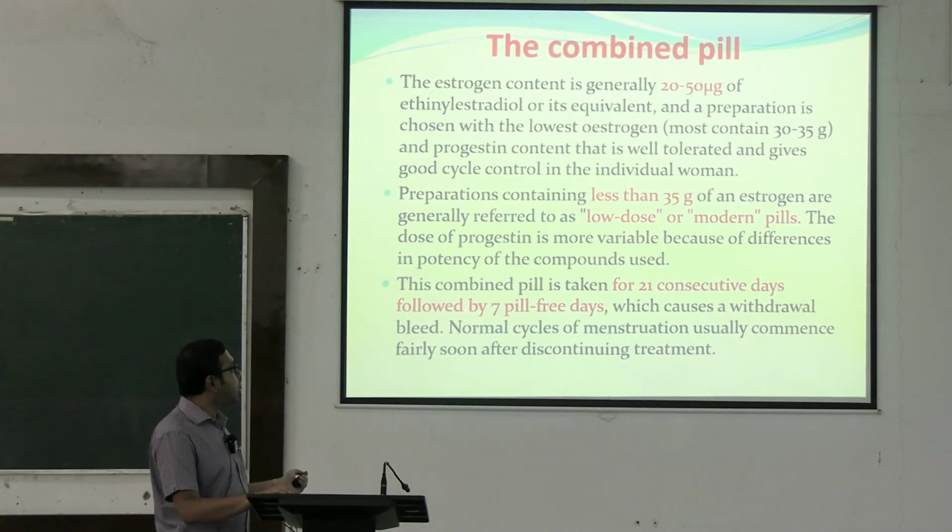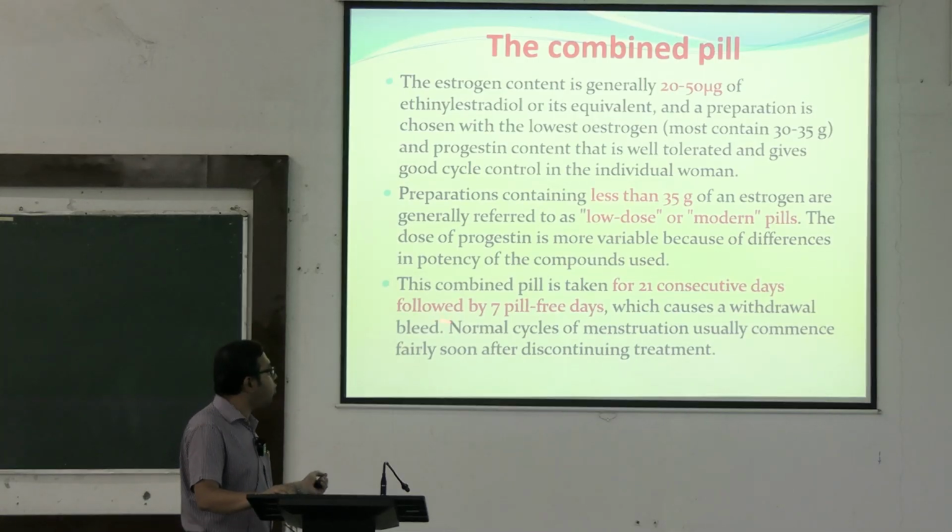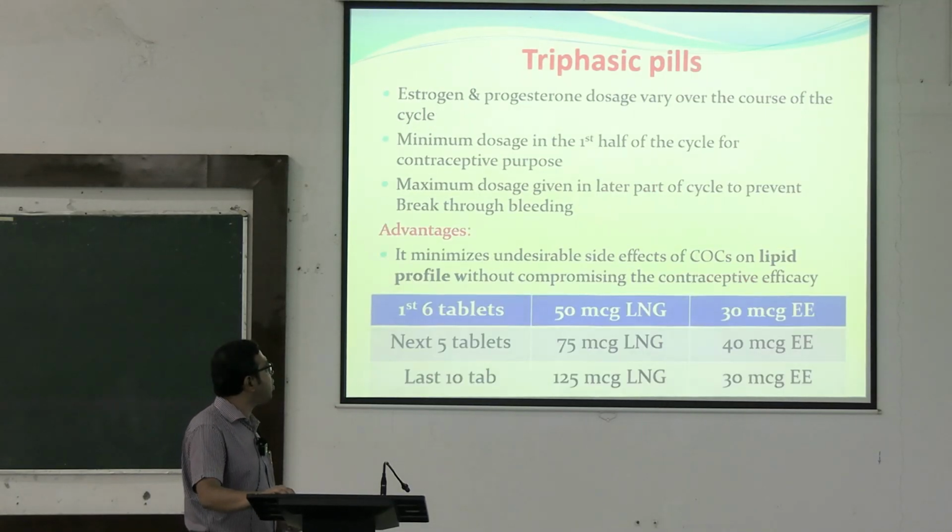I have discussed, the combined pill is to be taken for 21 consecutive days, followed by the 7 pill-free period, which causes the withdrawal bleeding. Okay. Normal cycles of the menstruation usually commence fairly soon after discontinuing the treatment.